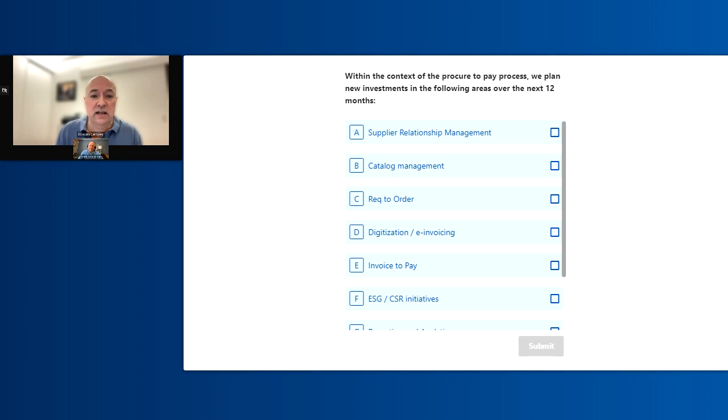So digitizing and e-invoicing would be number one. Invoice to pay, it's perennial in terms of efficiency, cost savings. Rec to order, catalog management, they're pretty important too. Reporting and analytics, maybe a little bit, I don't want to say out of vogue, but we're hearing less. Maybe it's because everyone's building it into the platform.